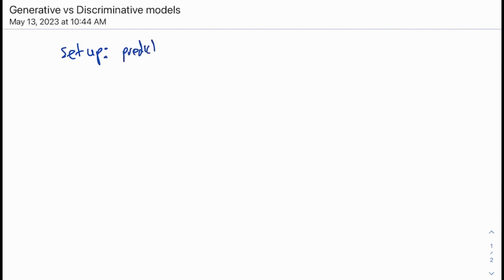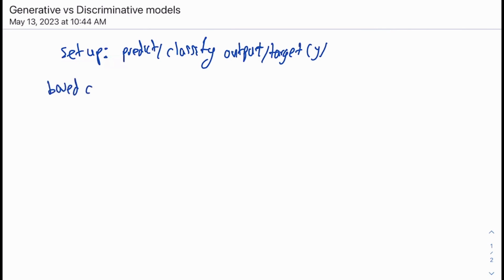So what's the setup? Predict or classify the output, or target, Y, based on the input, or feature, or predictor, X. This is the problem that we are trying to solve.